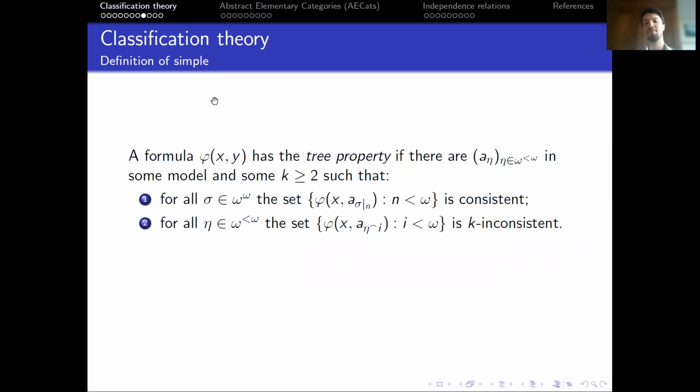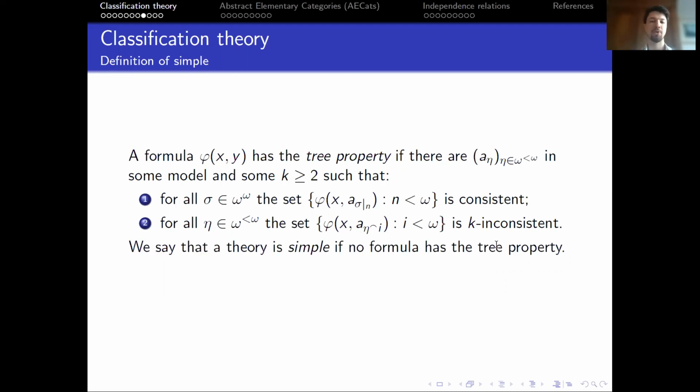this will be the definition of a simple theory. A formula is said to have the tree property if there is some tree of parameters in some model, and some integer k, such that every branch in the tree is consistent, and every level in the tree is what we call k-inconsistent. This is a very combinatorial picture, and I don't want to spend too much time on it. The point is that we say a theory is simple if no formula has the tree property.